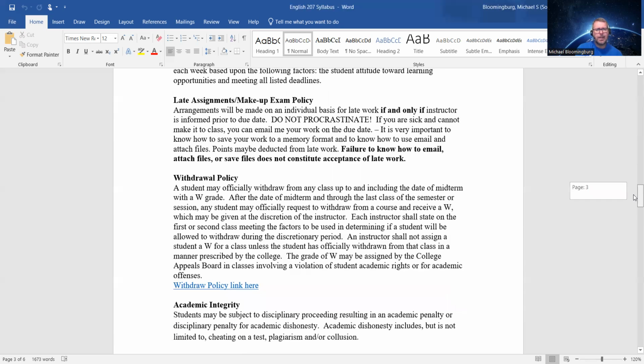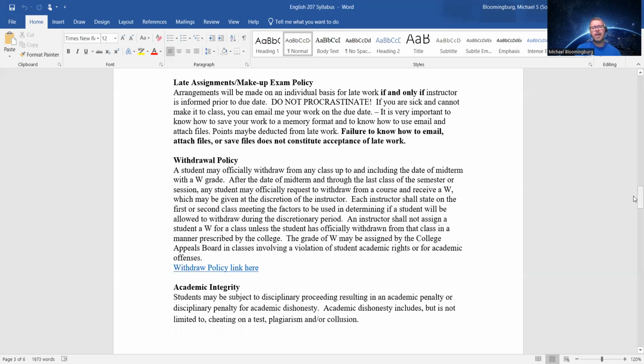The biggest thing about late assignments and makeup policy is just keeping me up to speed if something's happening. If you're falling behind, please email me. I'm here to work to try to make sure you're successful, but it is your responsibility to reach out if you find that you're falling behind or if you're sick or something's going on that's holding you up from meeting your required deadlines.